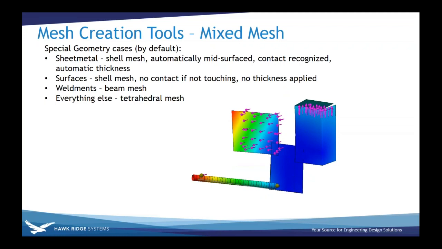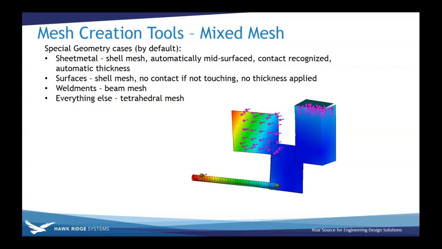It looks for special geometry cases. If it sees sheet metal, it'll create a 2D shell mesh. It'll treat it as a surface, and we'll do that automatically. If it sees surface geometry, it'll make that a shell mesh and throw it into your model. This can be problematic if you used surface geometry to build up the shape of your part, but it was kind of construction geometry. You're going to want to delete that out or exclude it from the analysis. If it sees a weldment, it's going to throw a beam mesh on it, and everything else it finds, it's going to make a tetrahedral mesh.